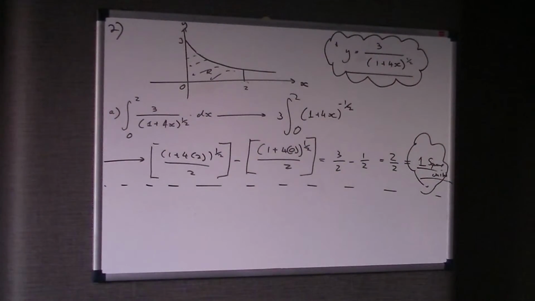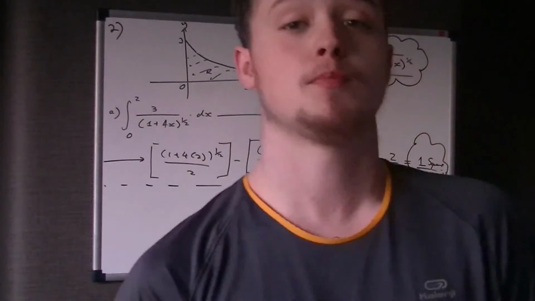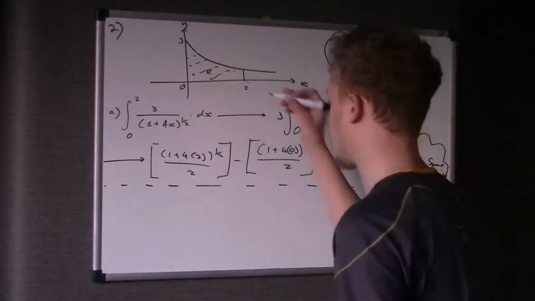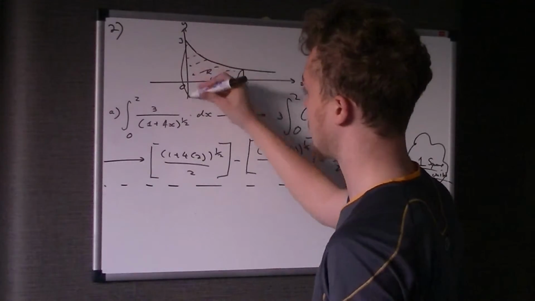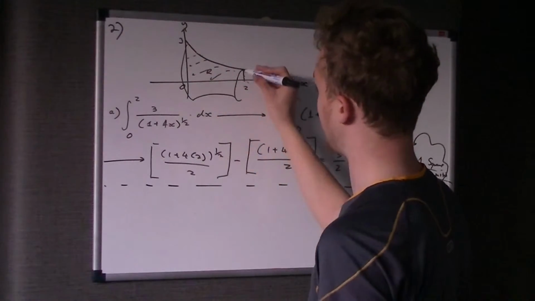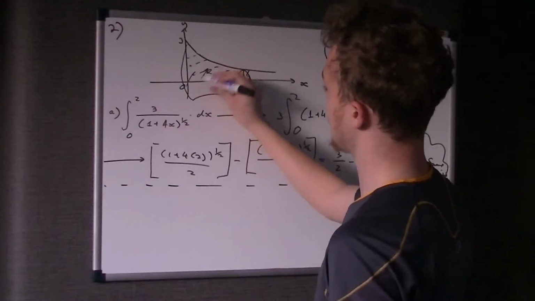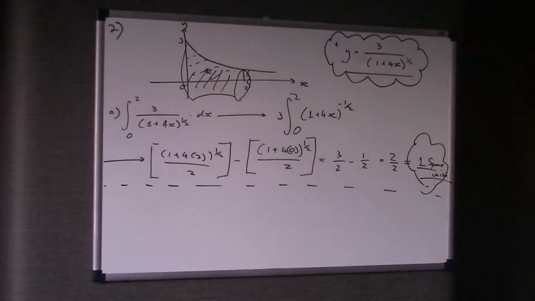Part B says the region R is rotated 360 degrees around the x-axis. As I said, you don't have to do this, but I quite like it because it makes me look like I can draw, and I can't. So you just draw a little sort of volume of revolution shape. Even though it makes me look like I can draw, I still really can't.